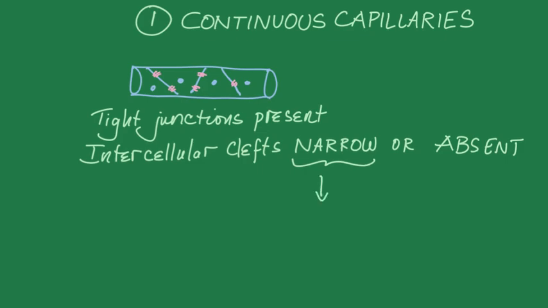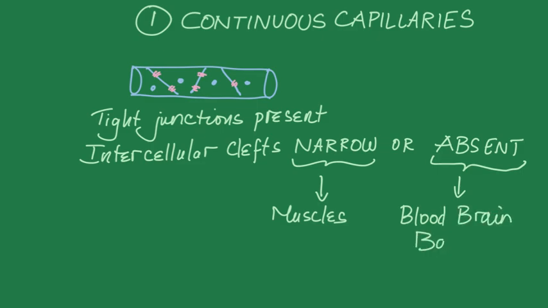In some cases, the intercellular clefts are completely absent, with the tight junctions completely sealing them, and that's present in the brain. The blood-brain barrier in the brain does not have any spaces. It is completely sealed off. This is the most extreme example of a continuous capillary. And remember that continuous capillaries do not have fenestrations. There are no holes in a continuous capillary.